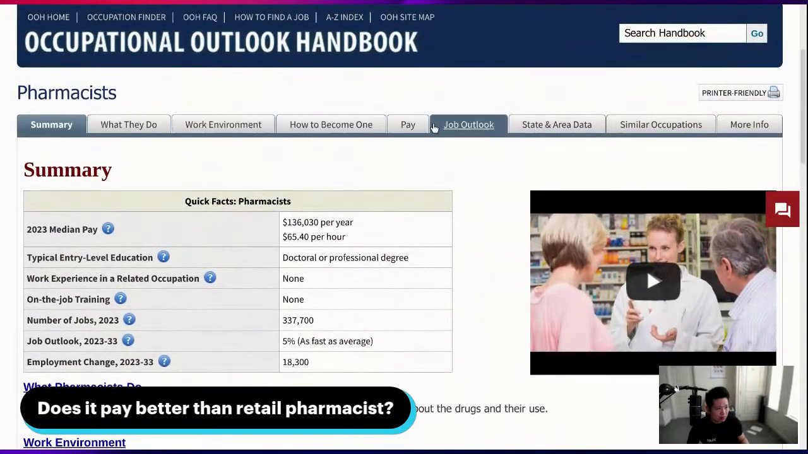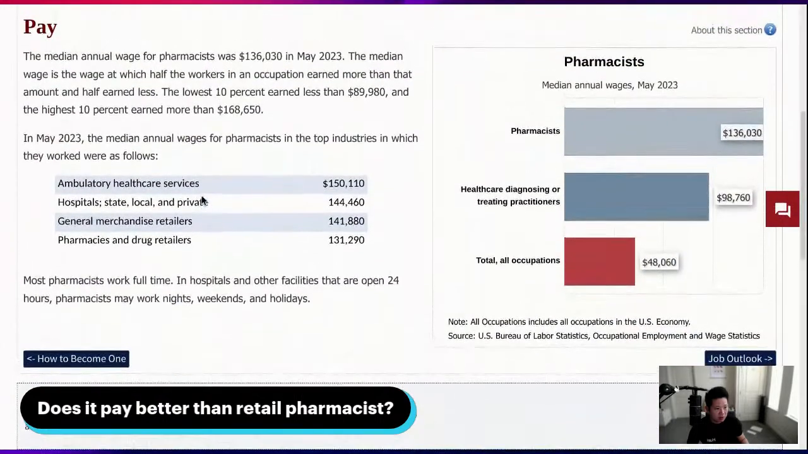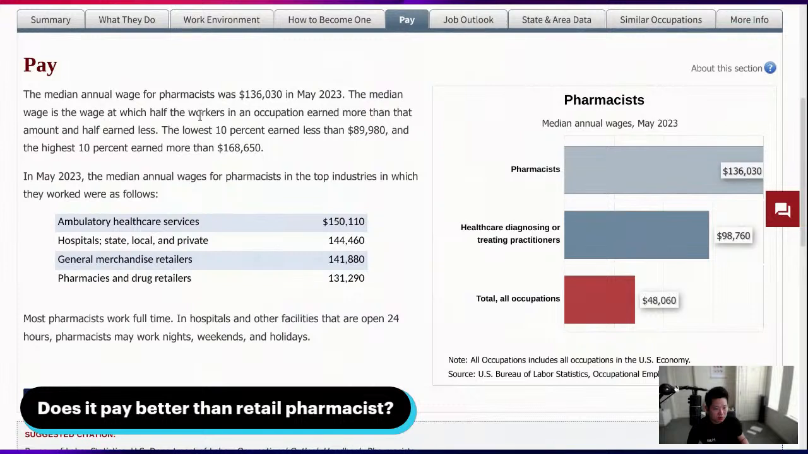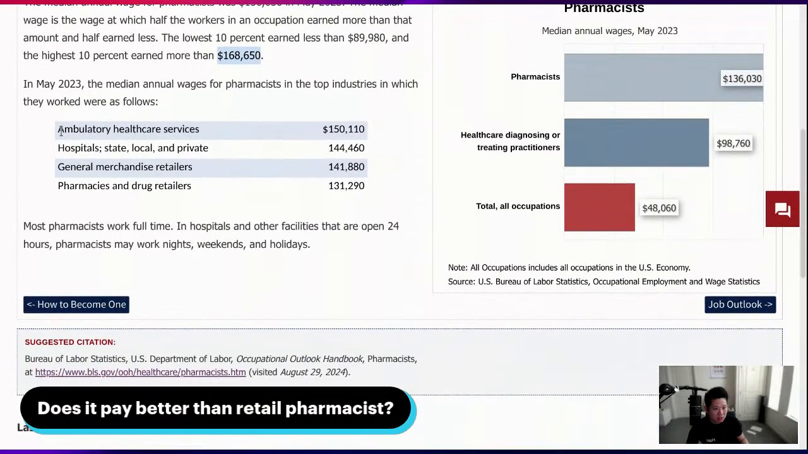Let me see. I wonder if they split that up. Oh, nice. I think they do. Cool. Median for 136 in May. The lowest 10% earned 89, and the highest 10% earn 168, meaning top industry. So ambulatory seems to be the highest right now, 150.